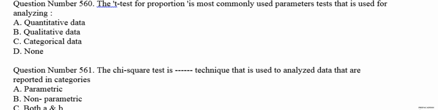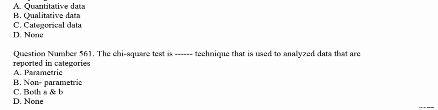Question number 560. The t-test for proportion is most commonly used parameters tests that is used for analyzing A. Quantitative data. B. Qualitative data. C. Categorical data. D. None. The correct answer is option C. Categorical data.